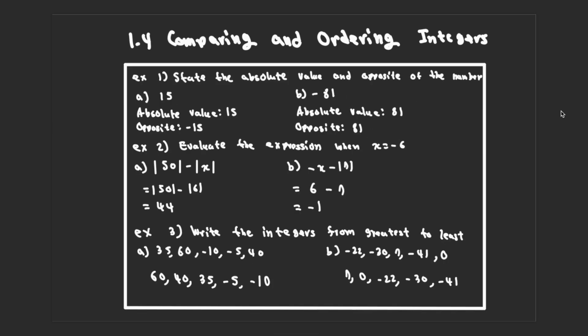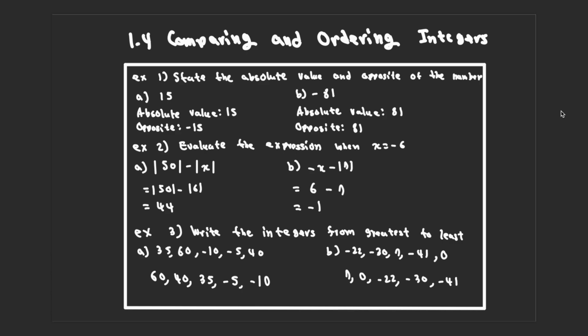Let's get on to the problems. The first set of problems asks us to state the absolute value and opposite of the number. The first problem asks us to find the values for 15. Because 15 is 15 away from 0, nothing has to be done. And a number that is the same distance away from 0 and has the opposite sign is negative 15. The second question asks us to find both values for negative 81. Negative 81 is 81 away from 0, so 81 is the absolute value of negative 81. Next, the number that is the same distance away from 0 but has a different sign is 81.